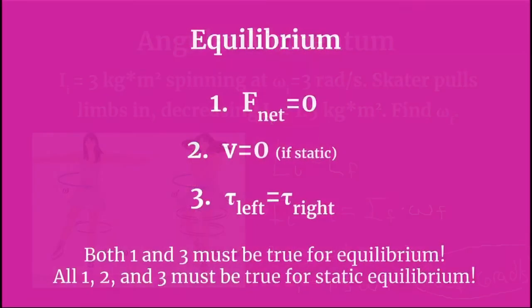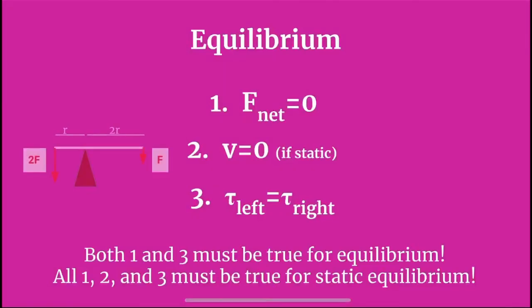This brings us to our final topic, the last trait of static equilibrium. The first being zero net force, the second being zero velocity, assuming static equilibrium and not kinetic equilibrium, and the third being zero net torque. So let's try some examples.